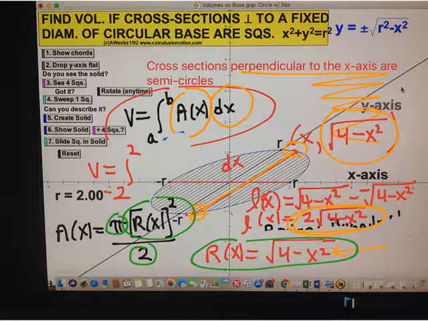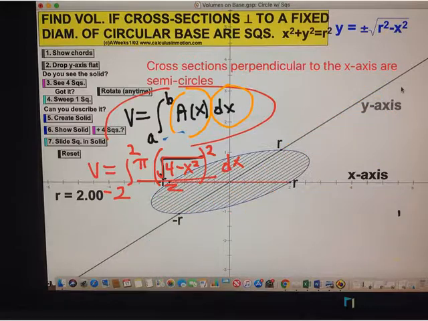So we're going to have the square root of 4 minus x squared. That's the function for the radius. We're going to square that, so the square root will go away, multiply by pi, and finally divide by 2. So we can just simplify it a little bit.